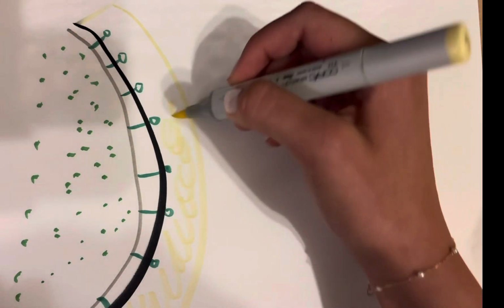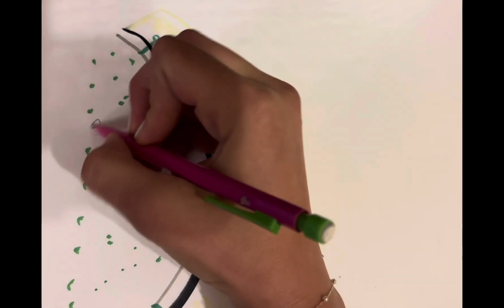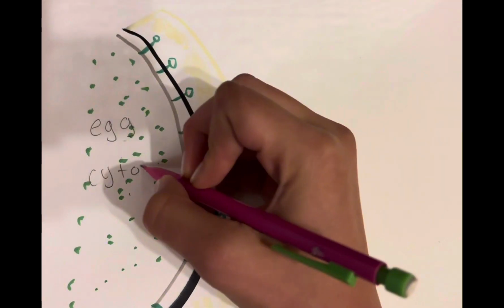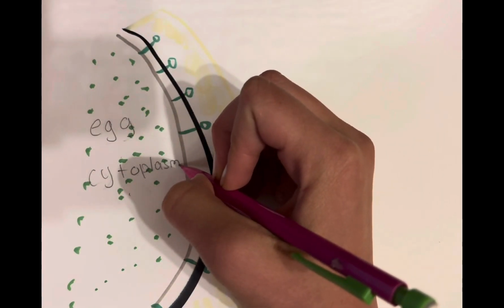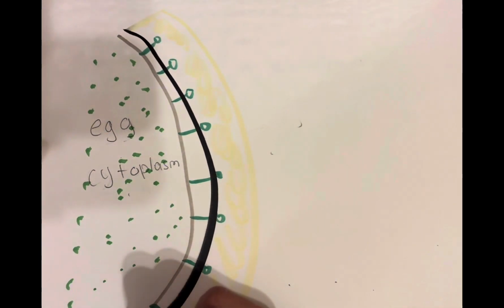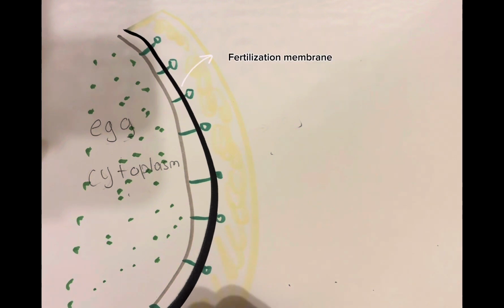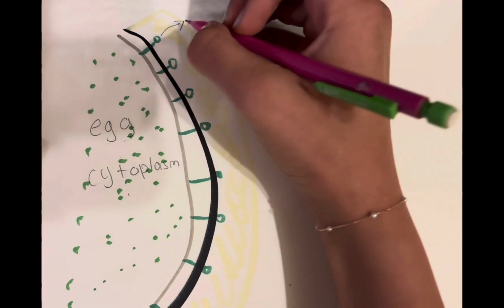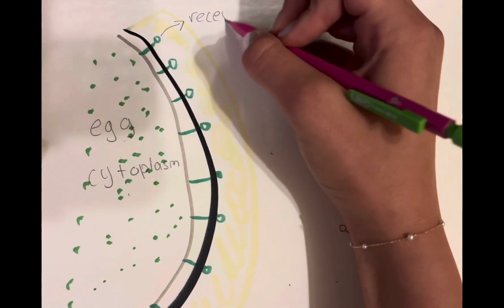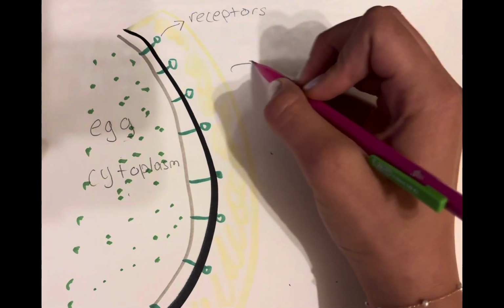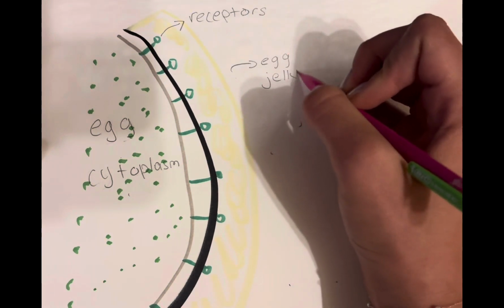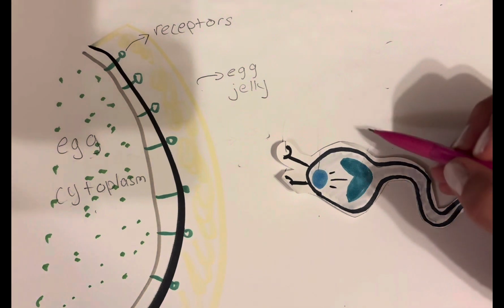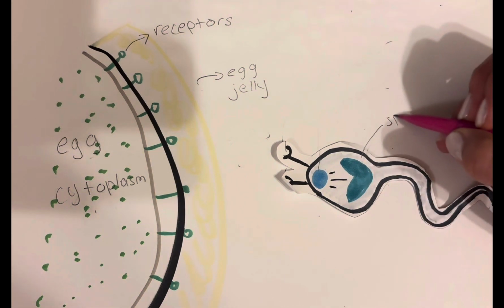So, let's first draw the simple structure of an egg with the cytoplasm on the left. The cytoplasm contains nutritional reserves in the form of yolk, which is rich in lipids, proteins, and polysaccharides. Then there's a fertilization membrane, the receptors that will later attach to the sperm, and finally the egg jelly, which is a gelatinous layer that surrounds the eggs of many organisms and releases species-specific chemoattractants that activate and guide the sperm to the egg.